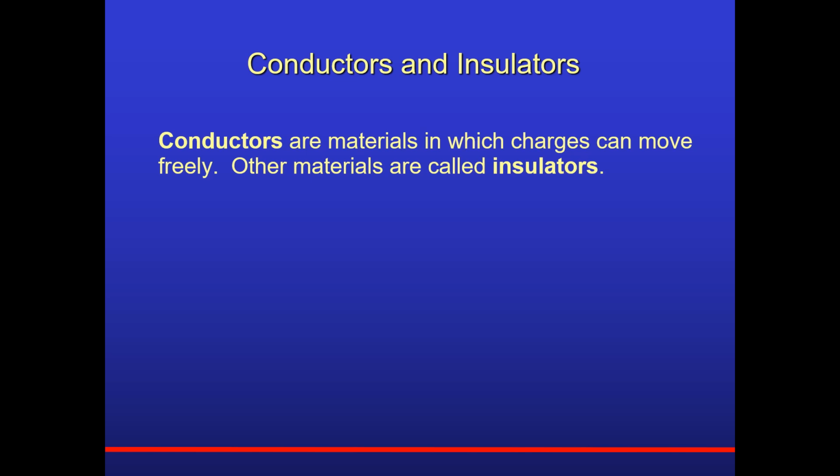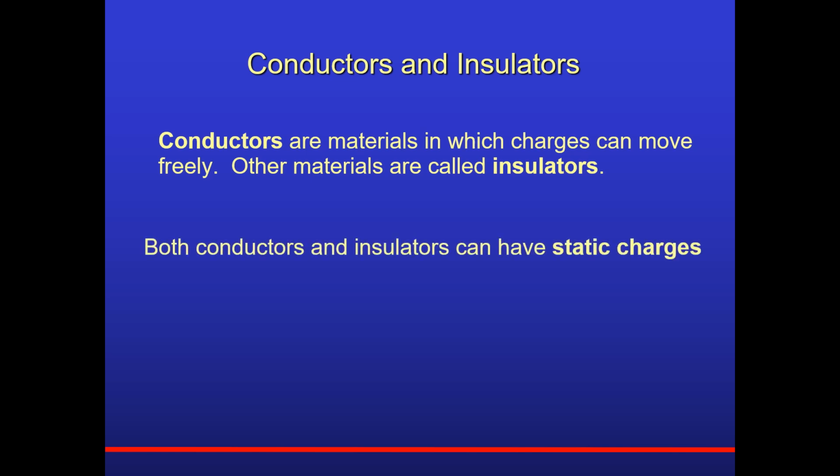Now, other materials are called insulators. So think of an insulator as a material where charges cannot move, but when we say they cannot move, we mean over large distances. For instance, we know electrons move within atoms and molecules, but they don't move from one end of a piece of material to another if that material is an insulator.